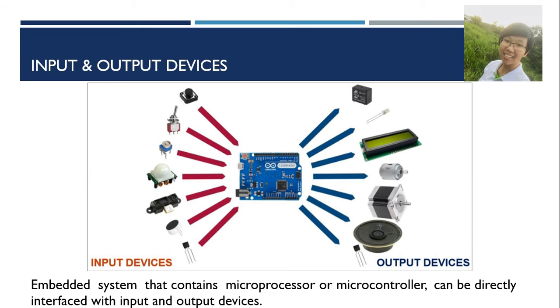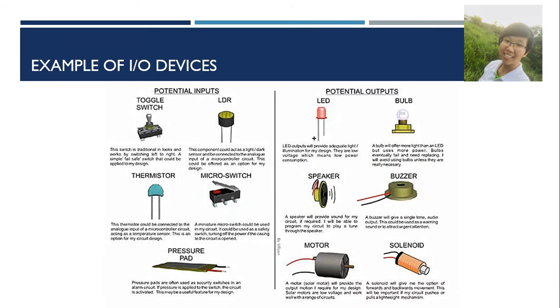This is an example of input and output devices. An embedded system that contains a microprocessor or microcontroller can be directly interfaced with input and output devices. For example, an input device can be a switch, LDR, micro switch, or pressure pad, and the potential output is an LED, bulb, speaker, buzzer, or motor.